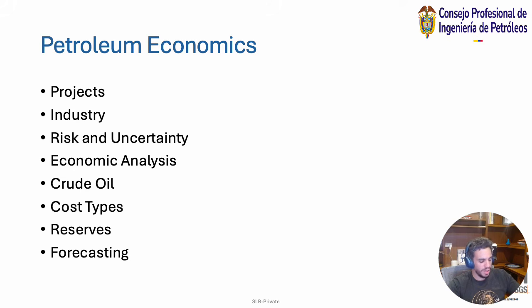So that tells us more about, like, with respect to oil, because there's LNG and other things that we also produce, but crude oil is a good example. It's the most popular example, I guess. And then the different types of costs. What does it mean when we're talking about reserves and forecasting finally, right?